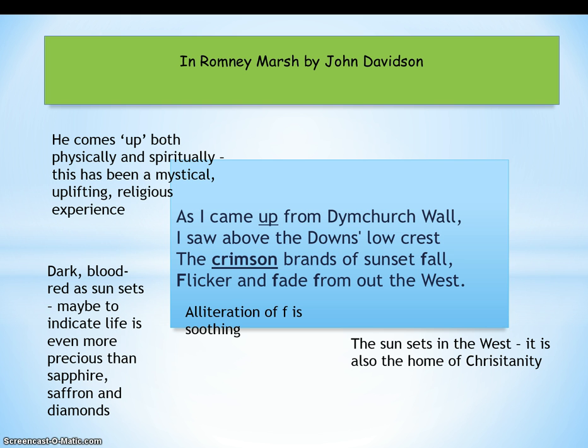Moving on to the next stanza. As I came up from dim church wall, this is where he's got his spiritual renewal now. I saw above the downs low crest. The downs are a group of hills, so he can actually see now back where he came. The crimson brands of sunset fall, and now we're going into a dark red. Crimson is something that you'd usually associate with blood. It's something that is inside him. Life is even more precious as we move on than sapphire, saffron and diamonds.